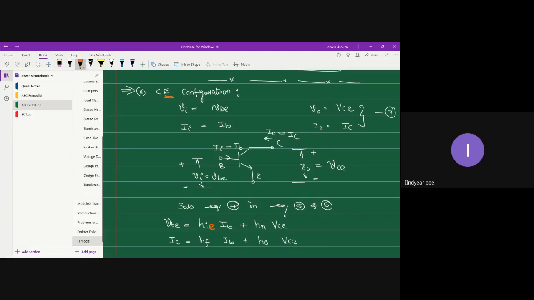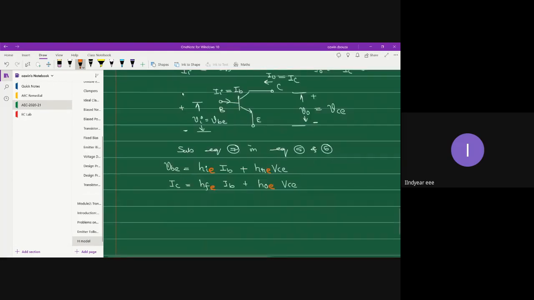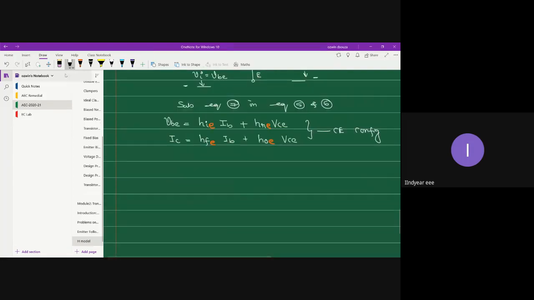As I told you in the beginning, since we are dealing with common emitter configuration, you just introduce the second subscript. The second subscript is the common terminal of your configuration. So this is your H model equation for common emitter configuration. Once you have the equations, you can quickly draw the circuit diagram.